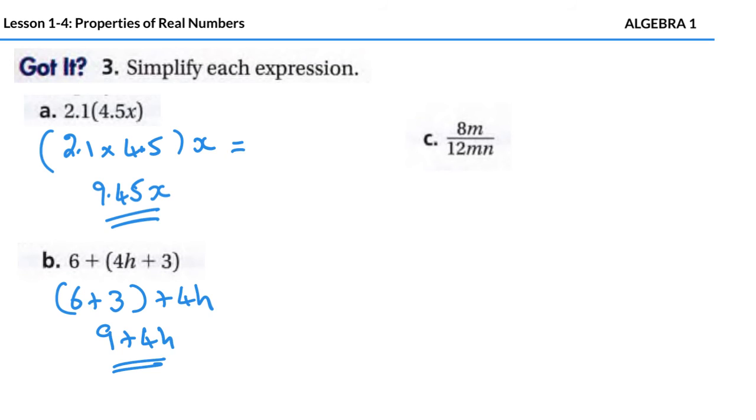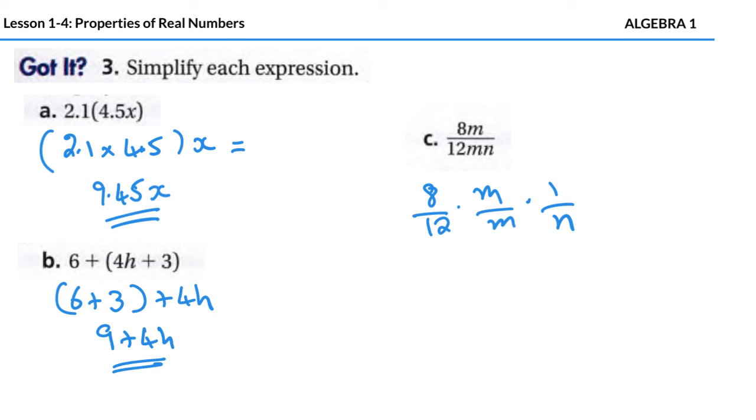Let's try C. You have already tried it out. You need to check. So 8m over 12mn. If I have to just split it to make things clear, 8 over 12 times m over m times 1 over n, just to make you understand. Now I can simplify this fraction, 8 over 12. In case you don't know simplification of fractions, you can learn over here.